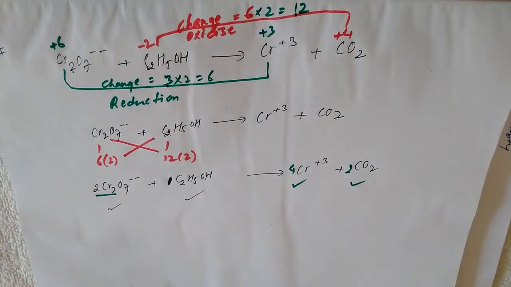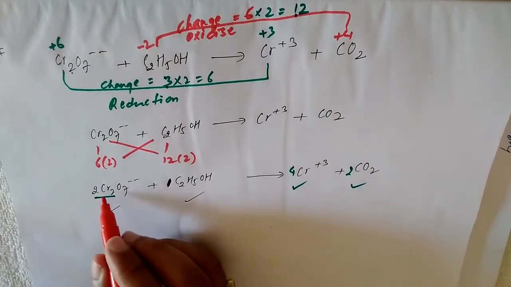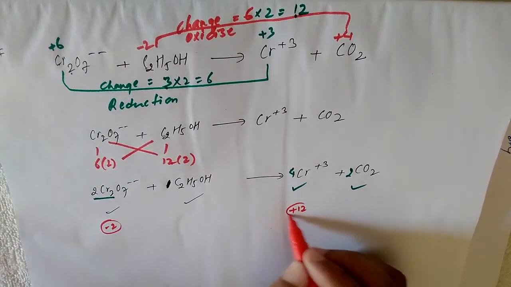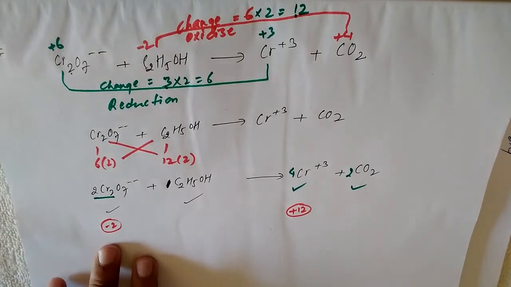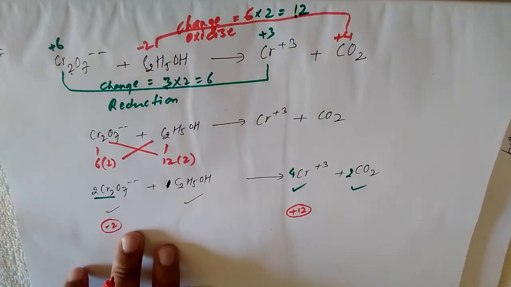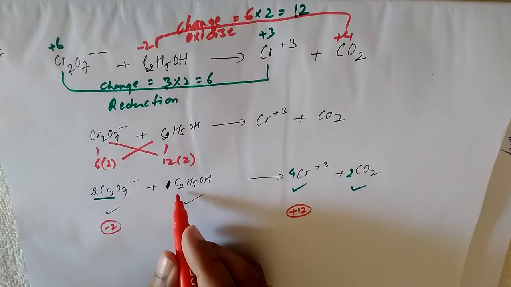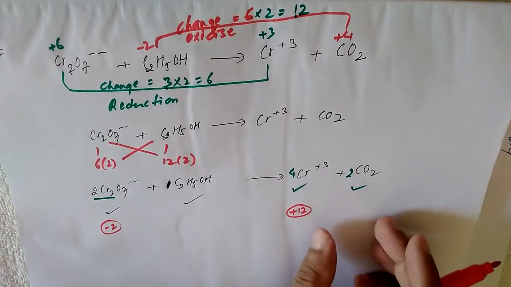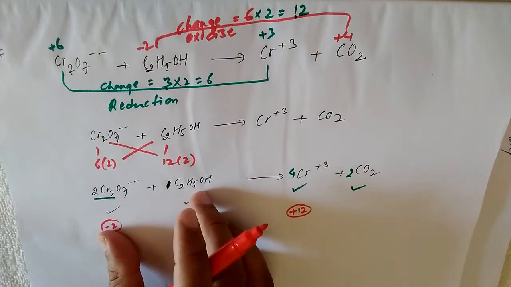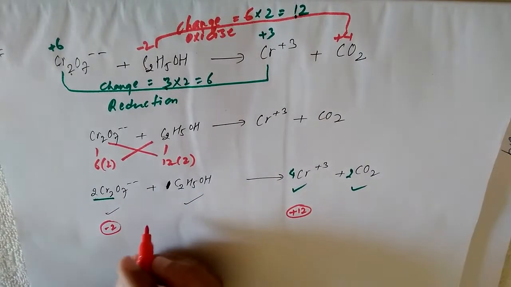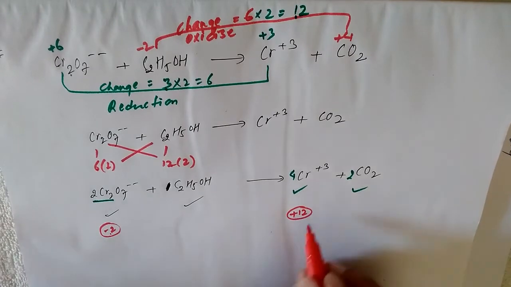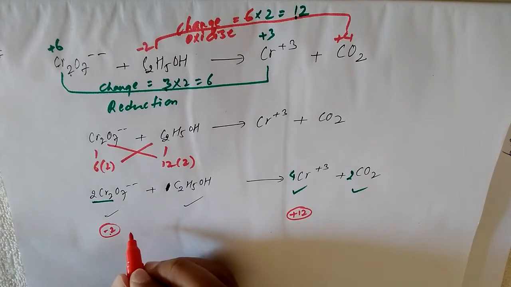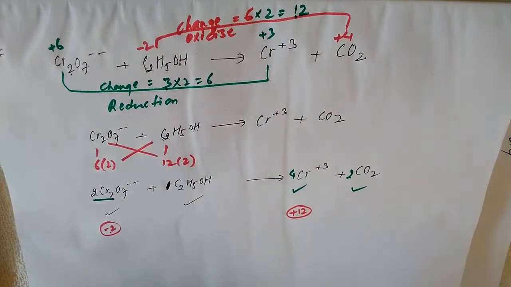To balance the charge, we have to see how much charge is on the reactant side. Minus 2 in total. On the product side, there is a total of plus 12. If it is an acidic medium, we have to add H plus on the side needing positive charge. If it is a basic medium, we have to add OH minus. Here we are going from minus 2 to plus 12, so we add H plus on the reactant side, since this is an acidic medium.